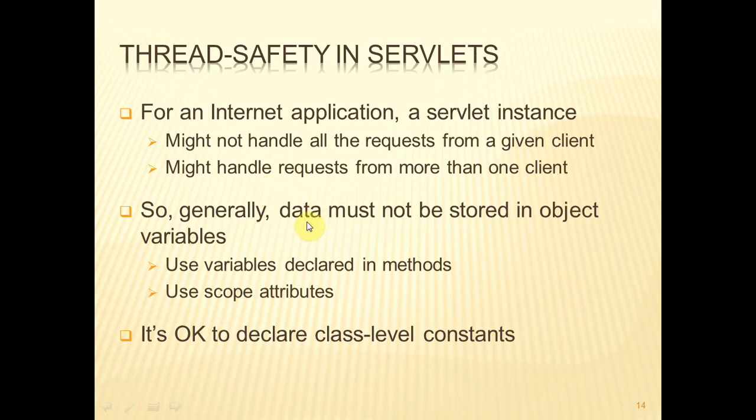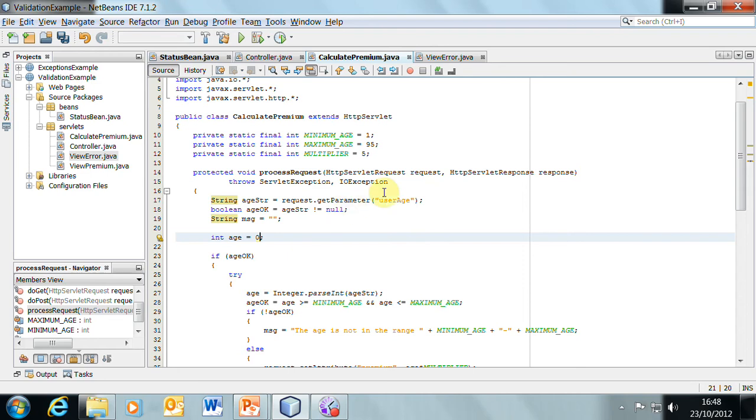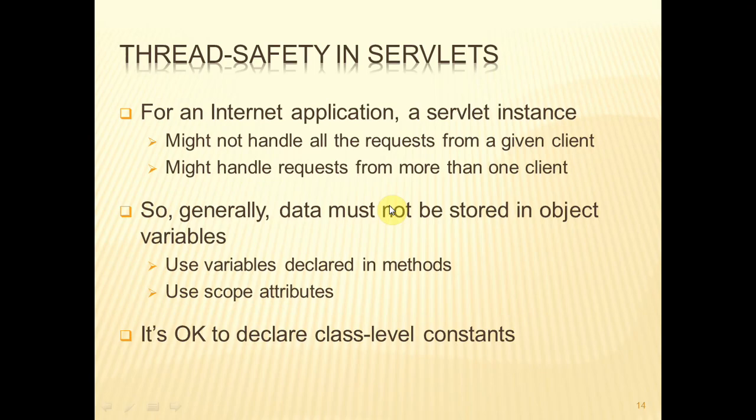Generally then, data must not be stored in object variables. Use variables that are local to the methods, and or use attributes that are on the scope that can be accessed from that method. Again, think about the scope. You get to the request scope through that parameter. You get to the session scope through that parameter. And that parameter, when the thread is preempted, will also have its state saved and reinstated when the thread comes back in. So the way to keep your servlets safe in terms of threading is never use object variables.